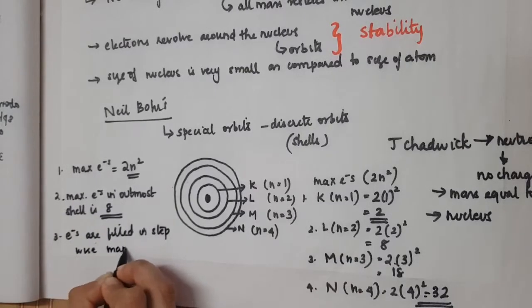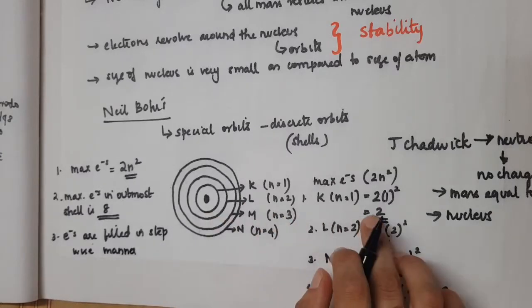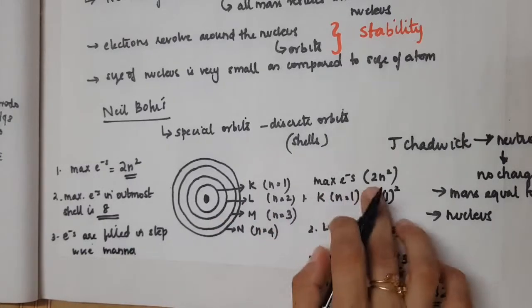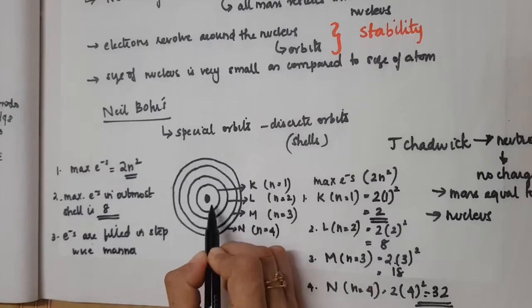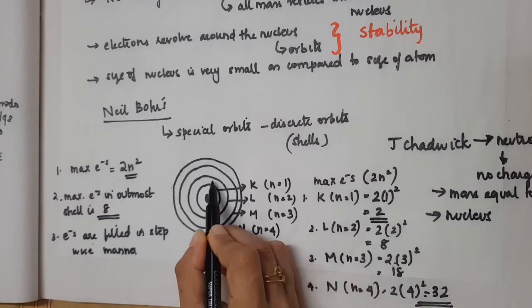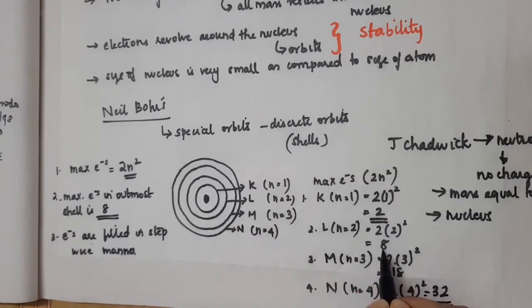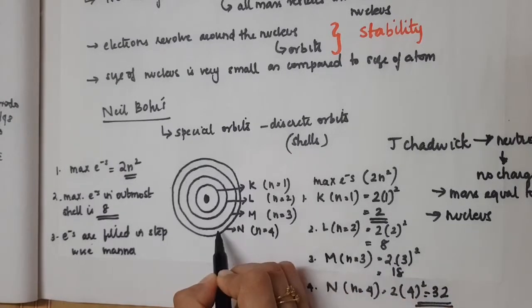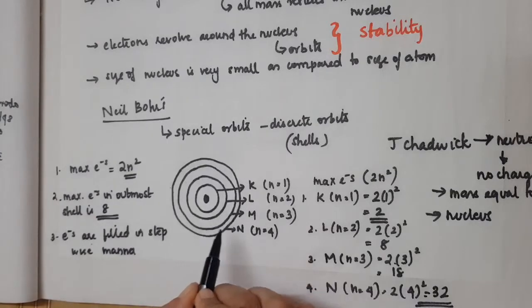And the third rule was that electrons are filled in a stepwise manner, that is, it is not filled randomly. First, the first orbit can hold a maximum of 2 electrons. So the first orbit, that is the K orbit, will be filled with 2 electrons, and only then will it go to the L shell. The L shell will first fill 8 electrons and only then go to the M shell. So it is filled in a stepwise manner.